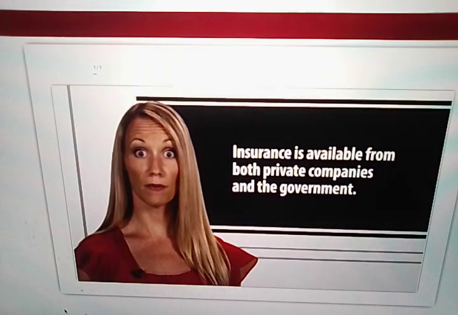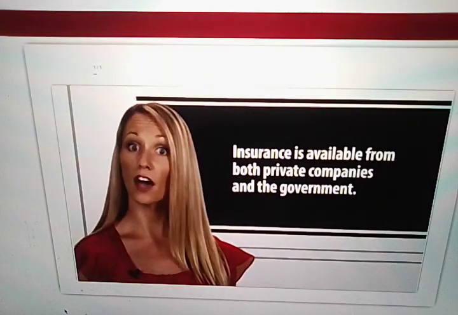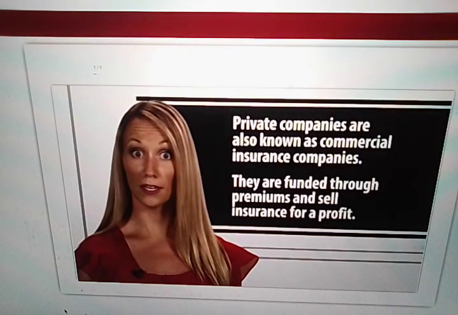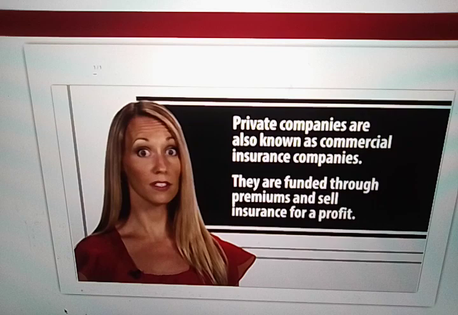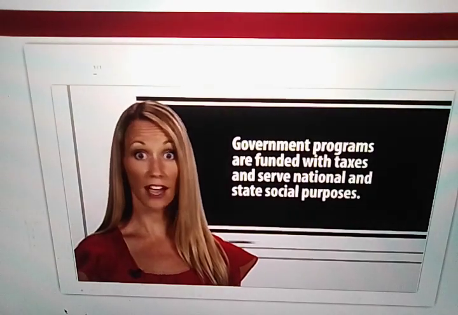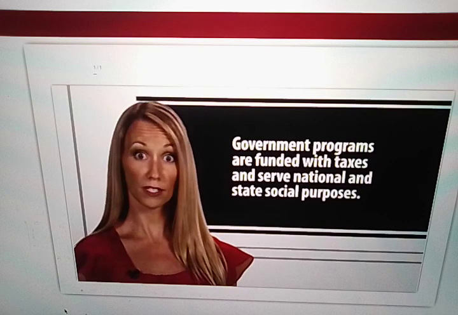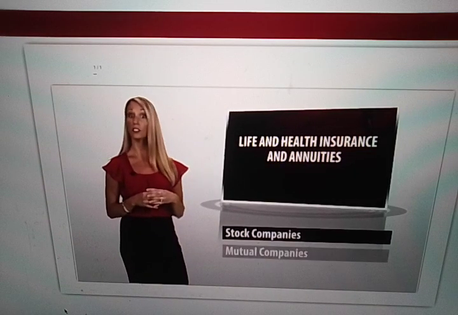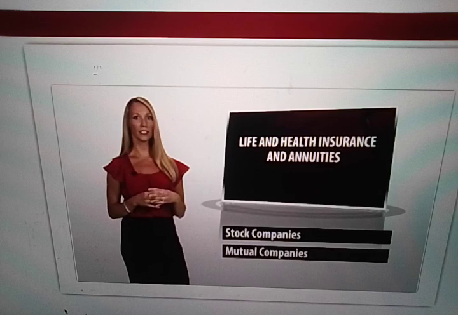Insurance is available from both private companies and the government. Private companies are also known as commercial insurance companies. They are funded through premiums and sell insurance for a profit, while government programs are funded with taxes and serve national and state social purposes. The two most popular types of commercial insurers are stock companies and mutual companies.